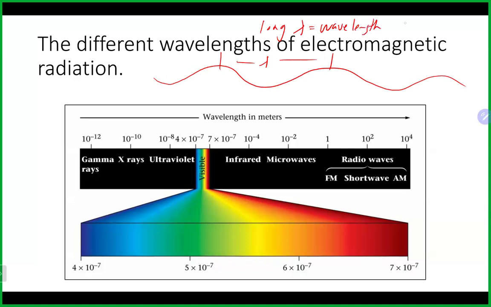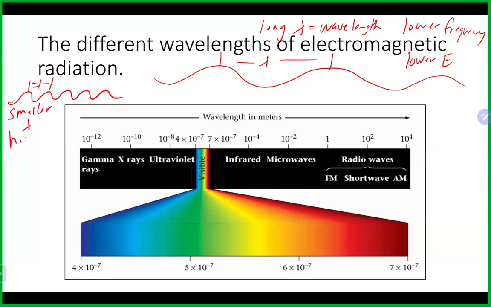It also has a lower frequency. And those types of waves typically have lower energy. And that's different than a wave where we have a much smaller wavelength. We have a higher frequency. It occurs more often, and that usually means higher energy, right?